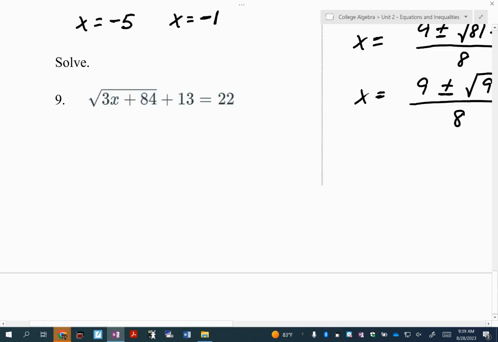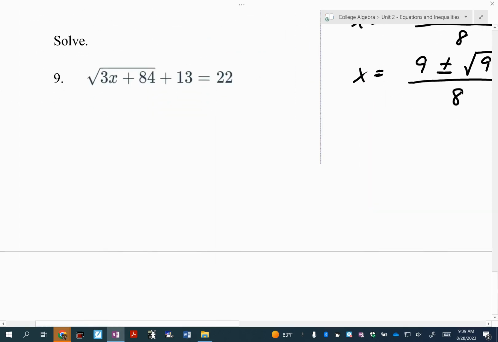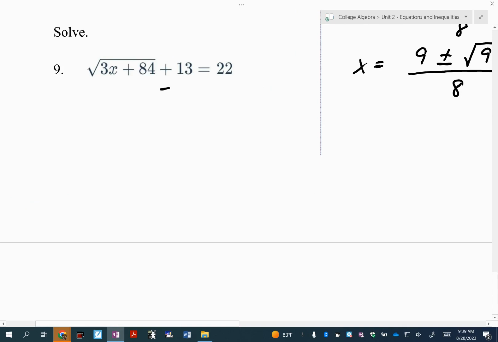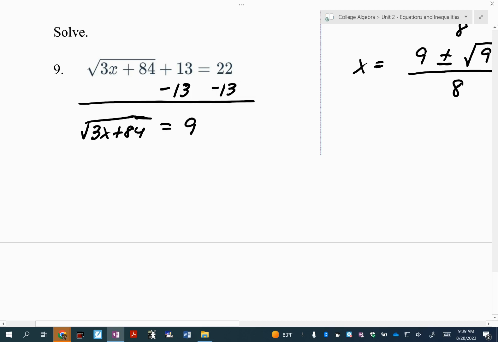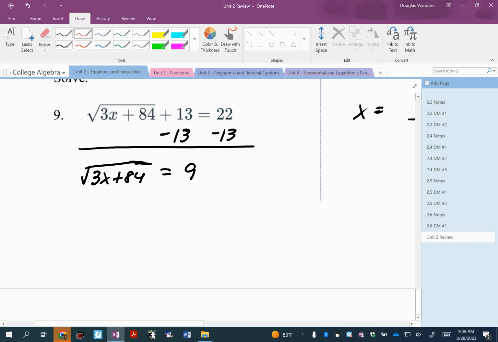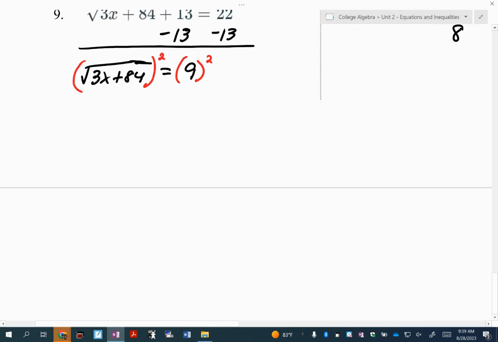All right, the very last one, solving a radical equation. The first thing you need to do is always isolate the radical. So I'm going to move this 13 over with subtraction. When I do that, I get the square root of 3x plus 84, still in the radical, equals 22 minus 13, which is 9. I'm going to square both sides. By squaring this left side, I'll get rid of that radical, that square root symbol. So I'll have just 3x plus 84 equals 81. Move the 84 over with subtraction. 81 minus 84 is a negative 3, so x equals negative 1.